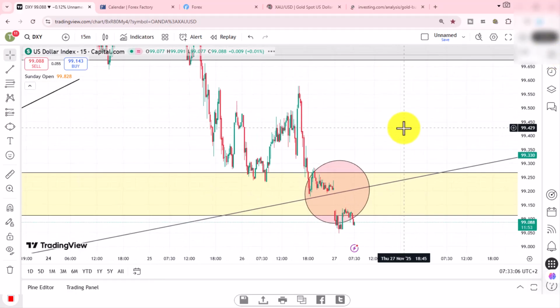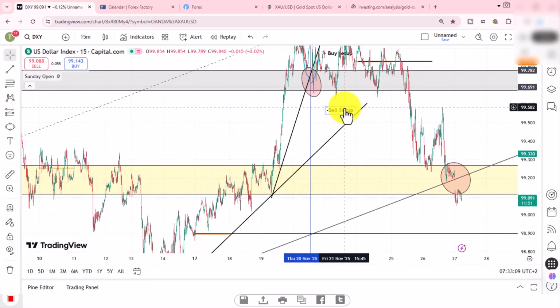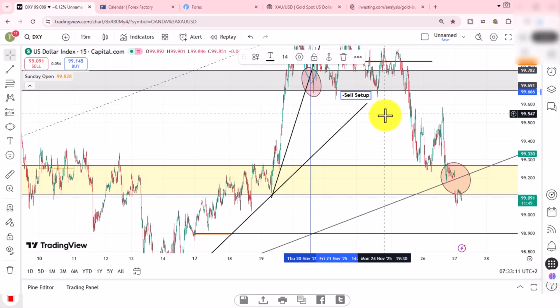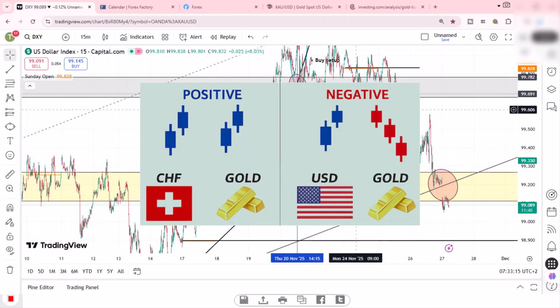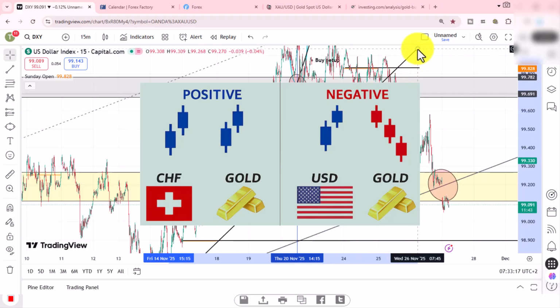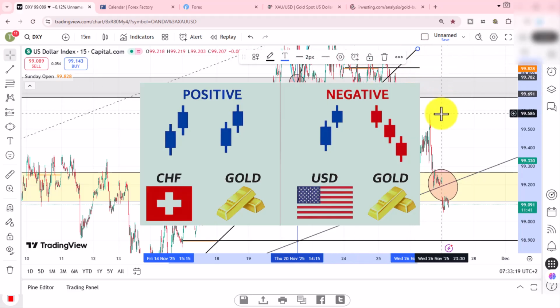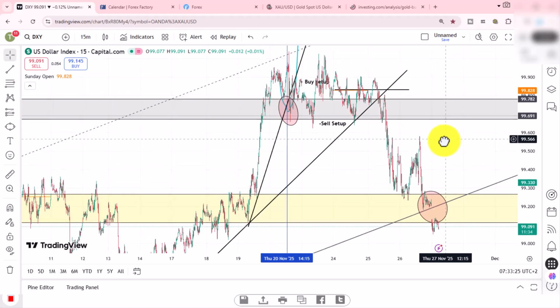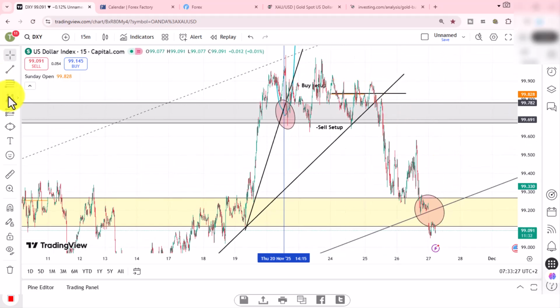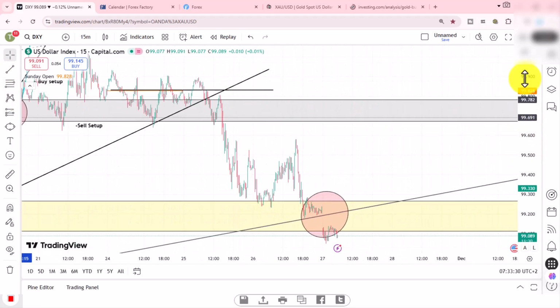Let's see how it opened on Monday. There was a sell setup. This was my sell setup. That's why I entered the buy in gold. Honestly, that's why, that inverse correlation of gold and DXY, the dollar. So this is how the US dollar opened.